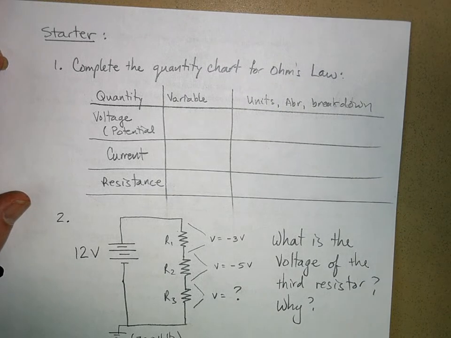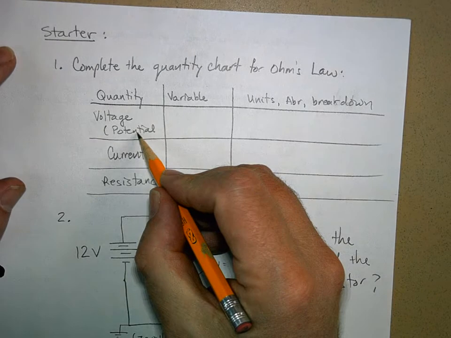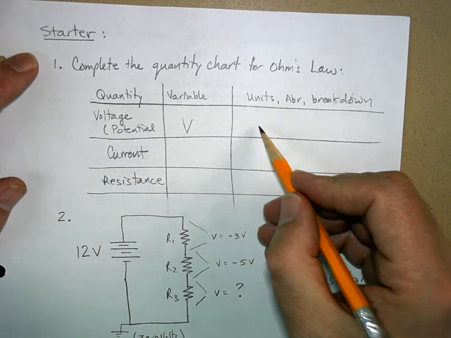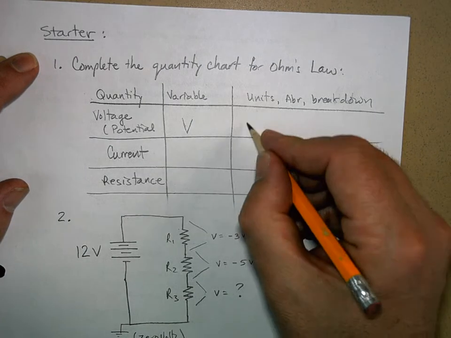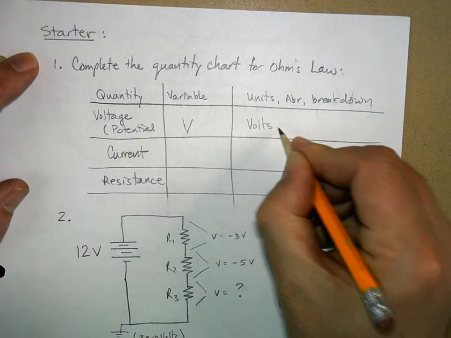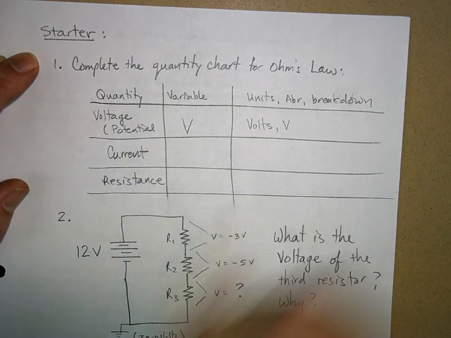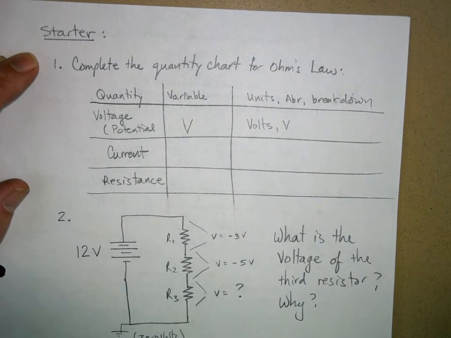Okay, this is a little review of Ohm's law for our starter. Voltage, we use V. Now, what units is voltage measured in? It's volts, yes, very good. Volts. Now, what is the abbreviation for volts? Capital V. This is one of the few things where the variable and the units are the same letter.